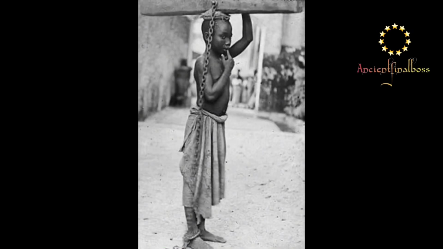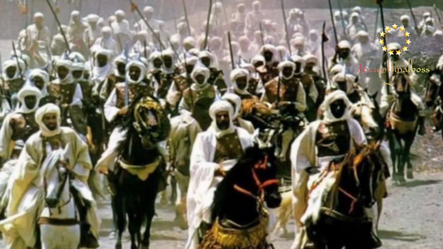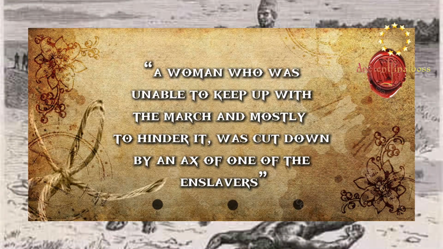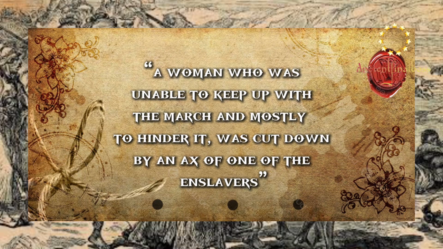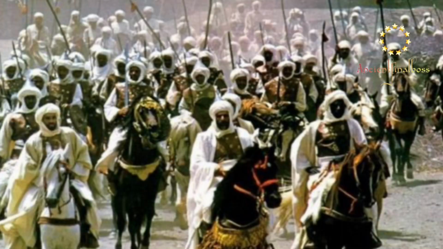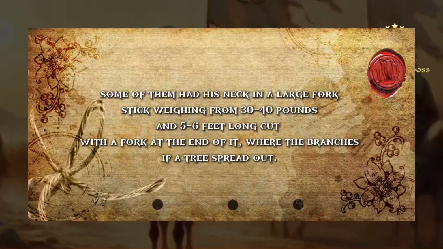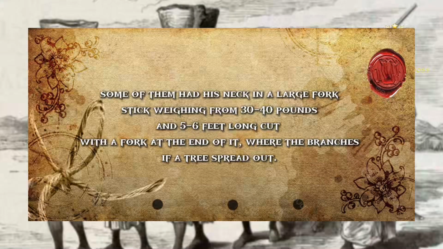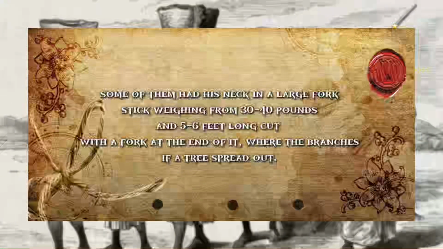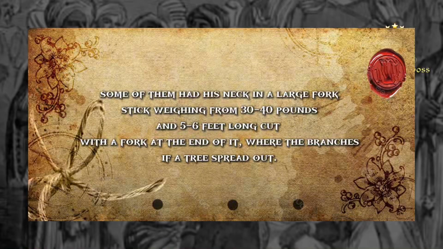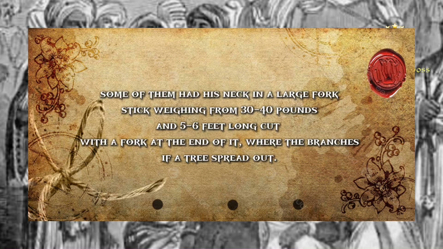while some of them were women from 22 years of age and their youth from 18 and 19 years. It was said that a woman who was unable to keep up with the march and most likely to hinder it was cut down by an axe of one of the enslavers. Some of the horrors were when some of them had their neck in a large forked stick weighing from 30 to 40 pounds and 5 or 6 feet long, cut with a fork at the end of it, where the branches of a tree spread out.